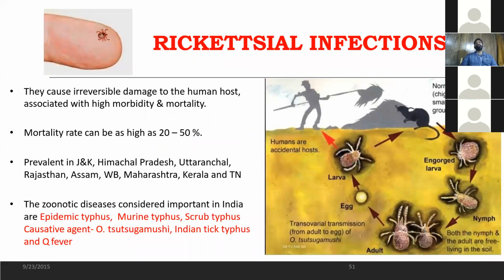Rickettsial infections cause irreversible damage to the human host, associated with high morbidity and mortality. Mortality rate can be as high as 20 to 50%. They are prevalent in J&K, Himachal Pradesh, Uttaranchal, Rajasthan, Assam, West Bengal, Maharashtra, Kerala, and Tamil Nadu. The zoonotic diseases considered important in India are epidemic typhus, murine typhus, scrub typhus, caused by Orientia tsutsugamushi, Indian tick typhus, and Q fever, caused by Coxiella burnetii.